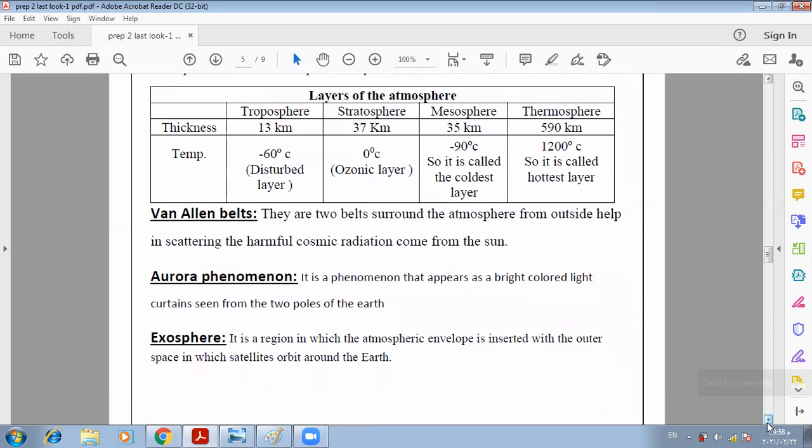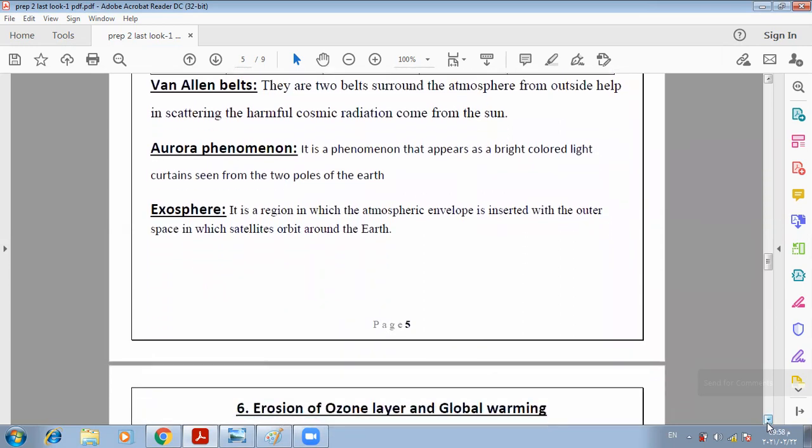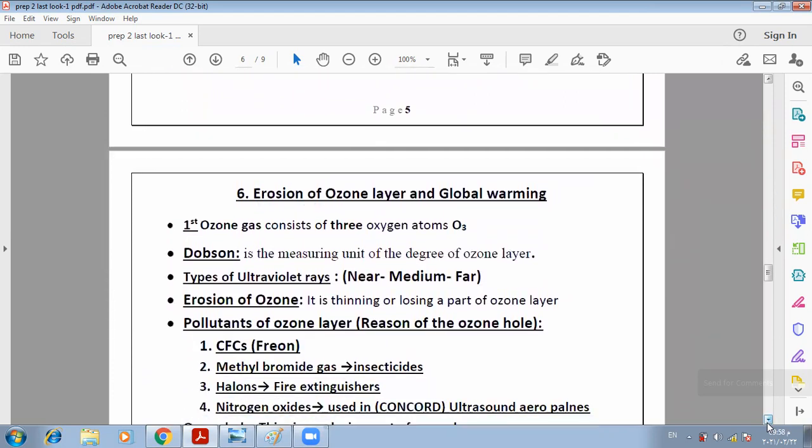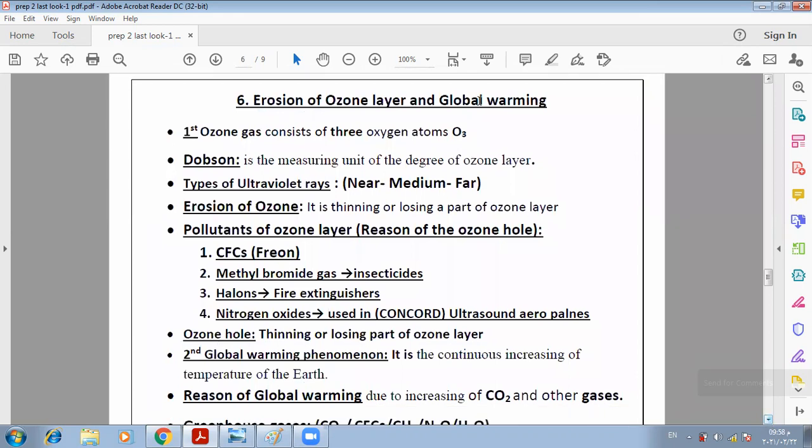Thank God, finally we finished this lesson, the first lesson in unit 2. Let's continue to lesson 2, erosion of the ozone layer and the global warming phenomenon. We heard the word ozone a little while ago; we were talking about ozone in the stratosphere. The stratosphere contains the ozone layer. Ozone means 3 atoms of oxygen. First we have to know how ozone is formed. Let's see.